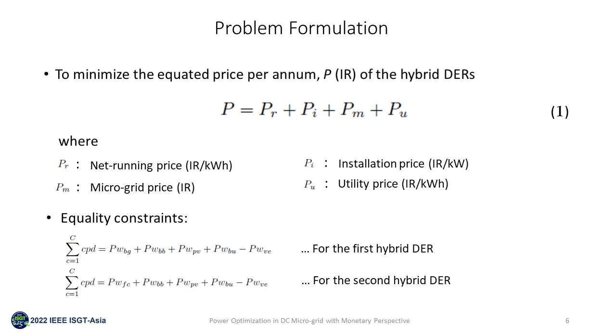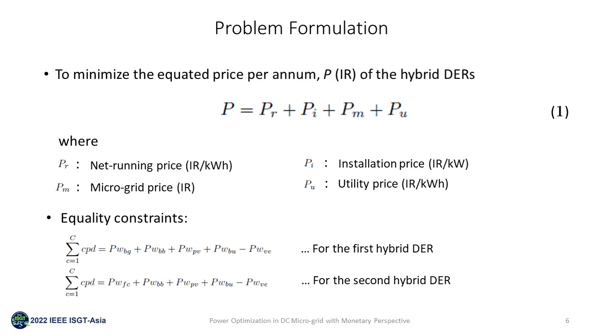The main objective of this study is to minimize the equated price per annum P of the hybrid DERs as per equation 1. This P is equal to PR net running price plus PI installation price plus PM microgrid price plus PU utility price. The objective is subjected to equality constraints. There are two equality constraints, one for each hybrid DER.